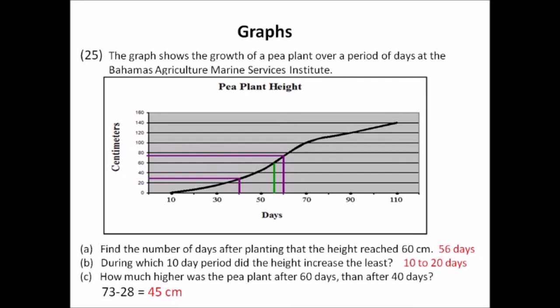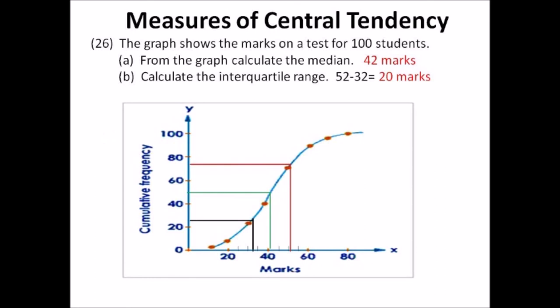Number 26, measure of center, trying to see the median. Once you draw the middle line, so 50, find 50, draw it to the graph, draw it down, you get 42. The interquartile range is the upper quartile minus the lower quartile. Upper minus lower is 52 minus 32, 20 marks. So you need to know how to find the interquartile, because they don't tell you to subtract it. You need to know how to find it and then subtract to get the interquartile range. Again, you have to be very accurate when you're doing this.